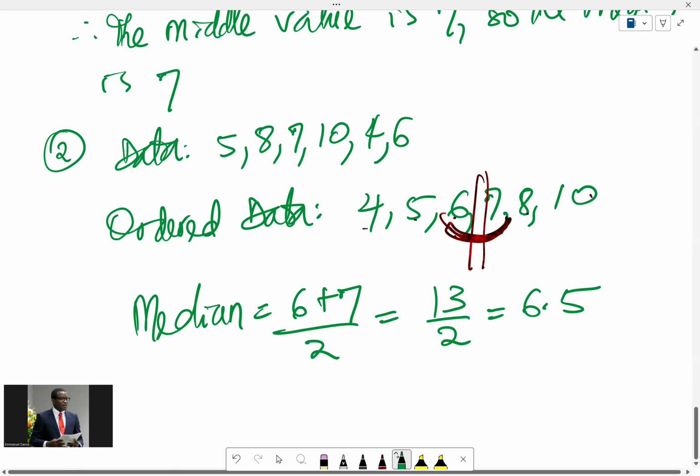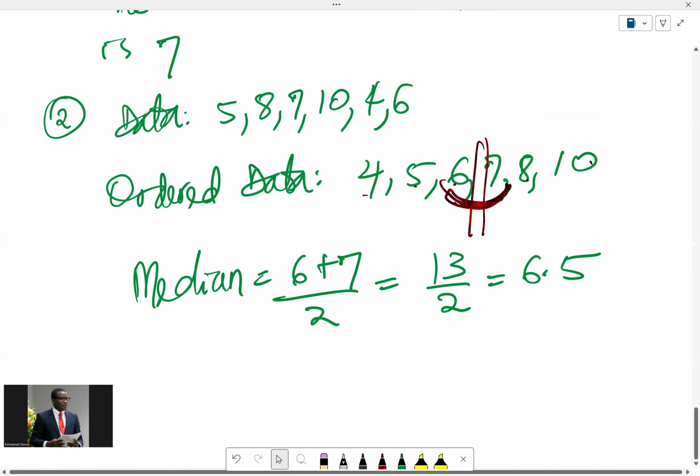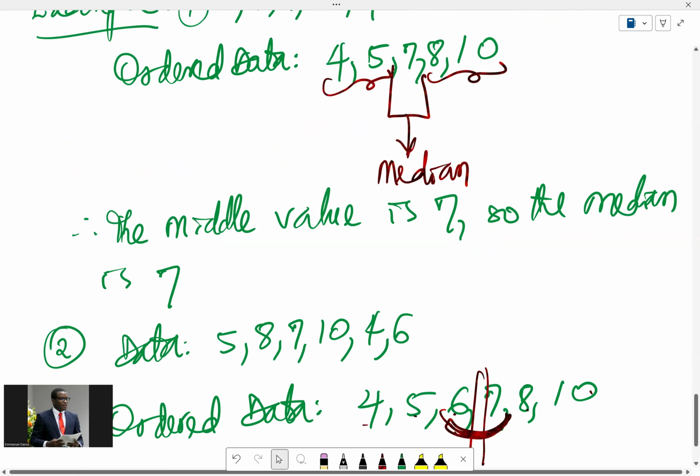So order the data. The middle number for odd is the median, but for even, the two middle numbers, their sum divided by 2, will give you the median. Okay, so that's about median.